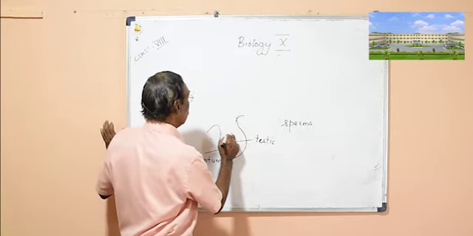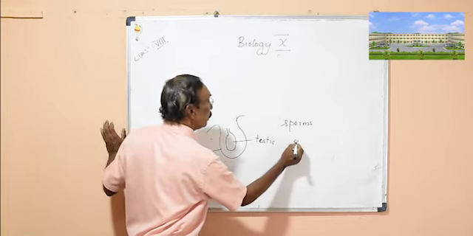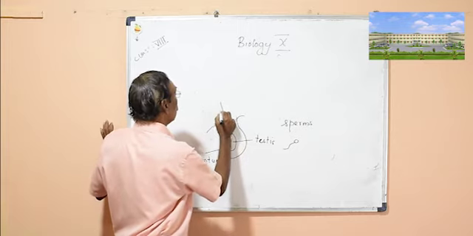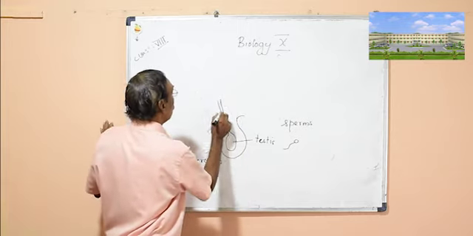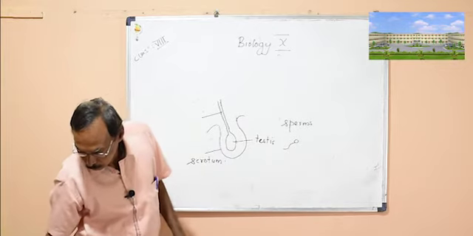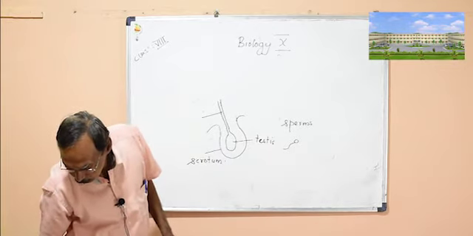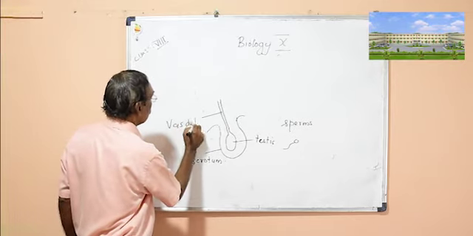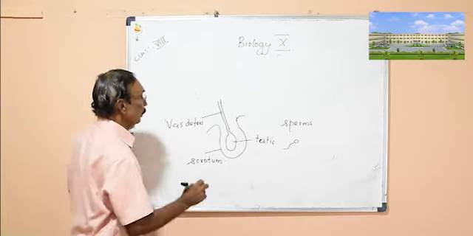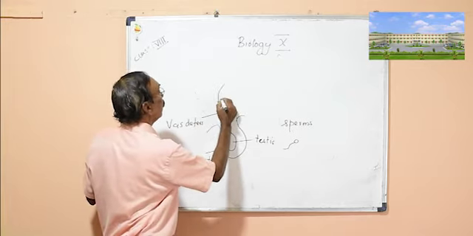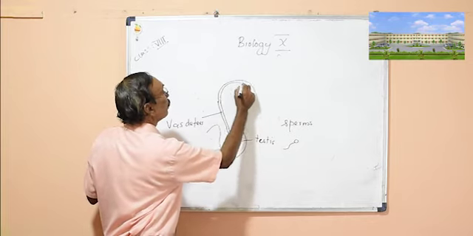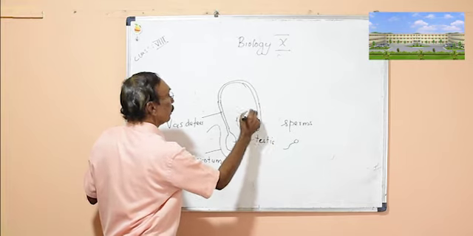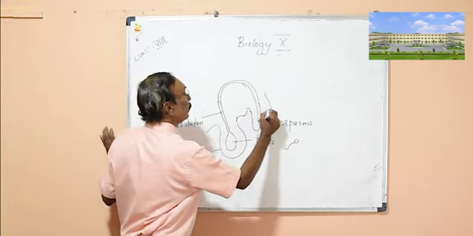After the production, the sperms look like this, with a head and a tail, and they are collected by a tube, and the tube goes into the body. This tube is called the vas deferens. After getting into the body, it will again come out through another organ, and the organ through which it comes out is the penis.